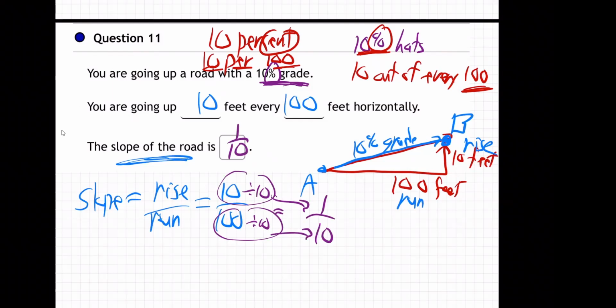How we doing? That making good sense for everybody? Everybody seeing that?